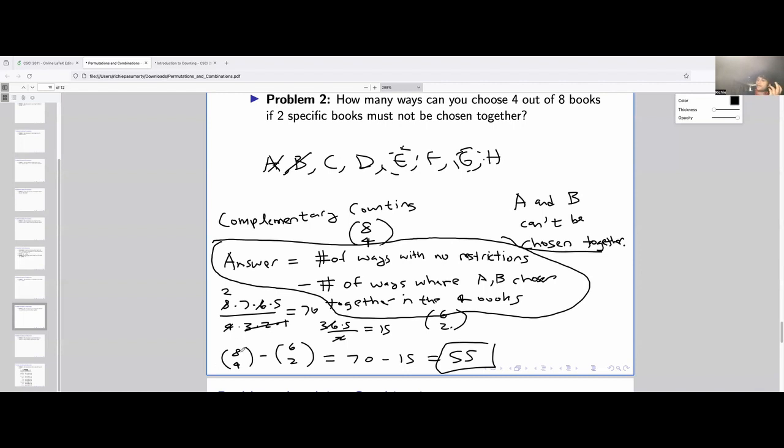Okay. And yeah, we did use some combinations and we ended up getting our answer.